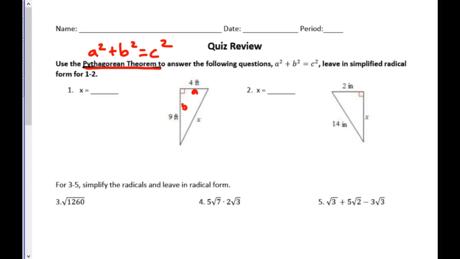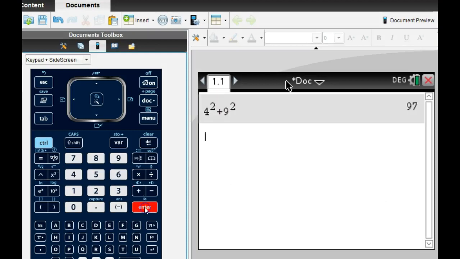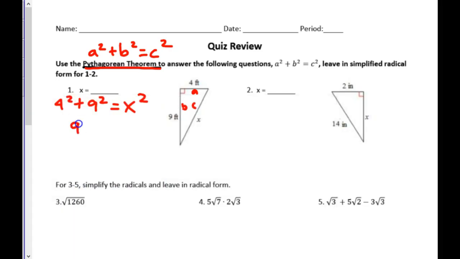A, b, c. So it's 4 squared plus 9 squared equals x squared. What is 4 squared plus 9 squared? 97 equals x squared. And to get rid of squared, we do square root. Alright, now it's 97 prime. So, nothing goes into 97. So yeah, it's just the square root of 97.